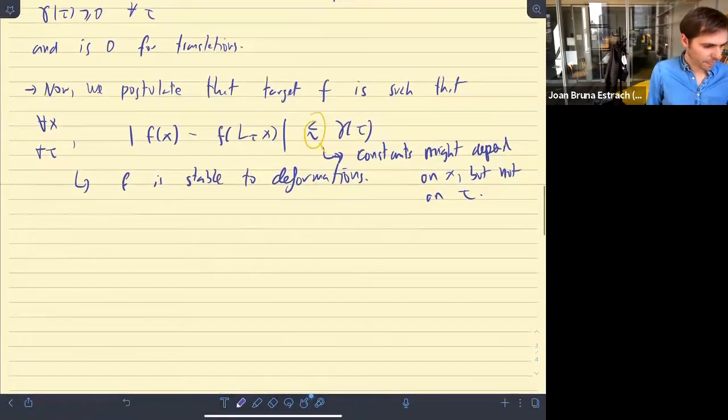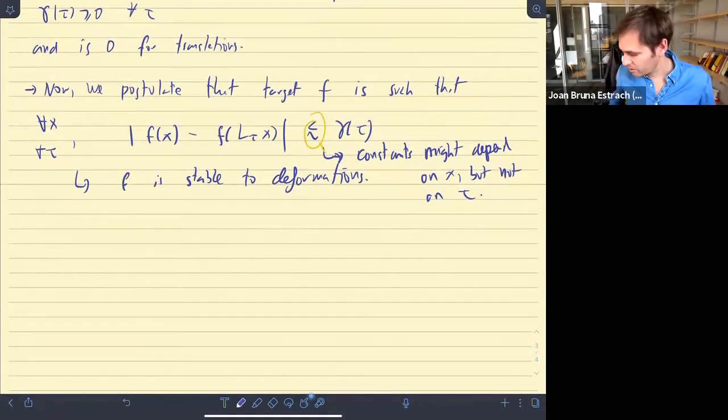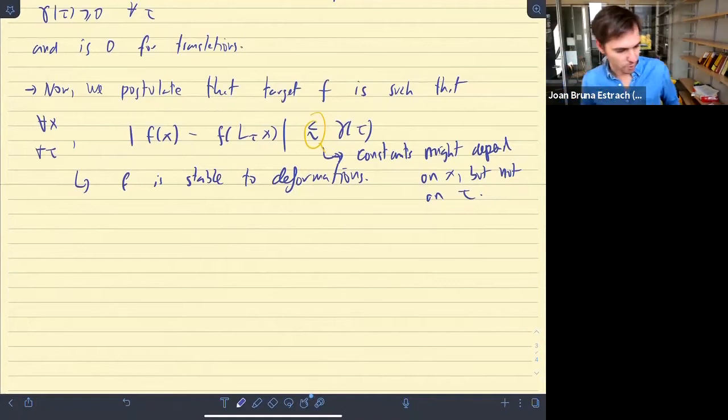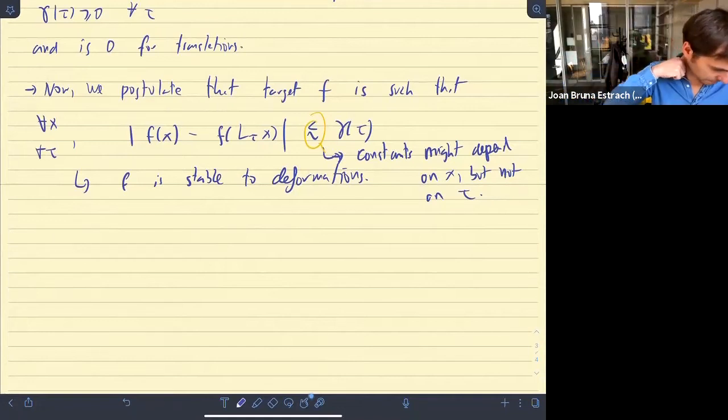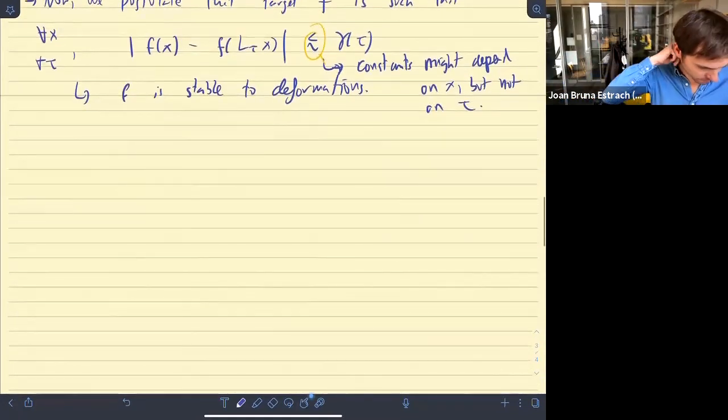Okay. So is there any question about this definition? Does it make sense to you? Yeah. Okay.